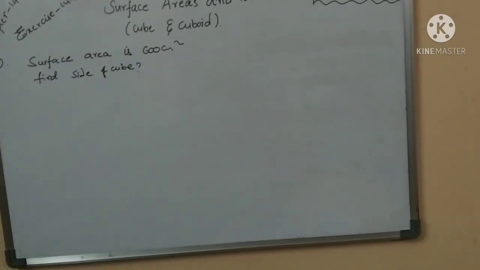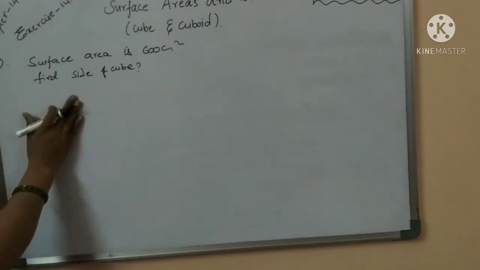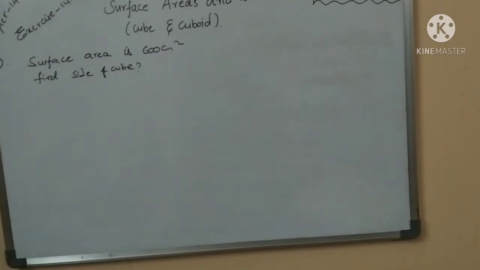Now look at the second problem. Find the side of a cube whose surface area is 600 centimeters square. Already given that the surface area of your cube is 600 centimeters square. Find the side of your cube.